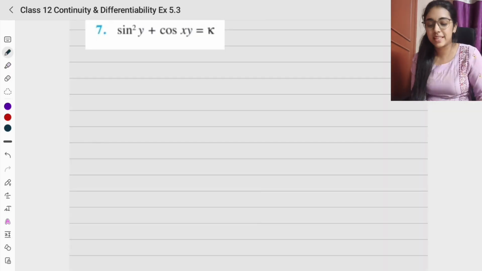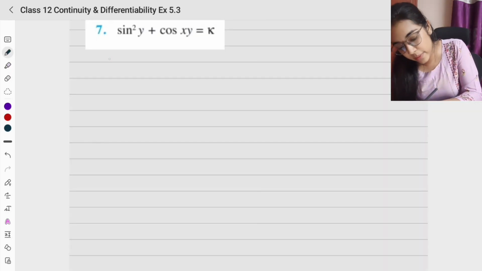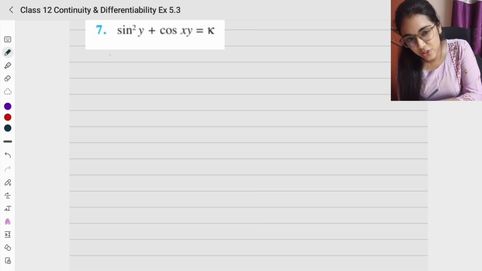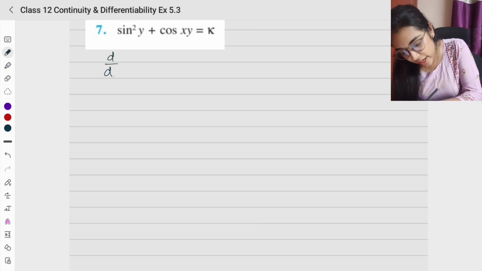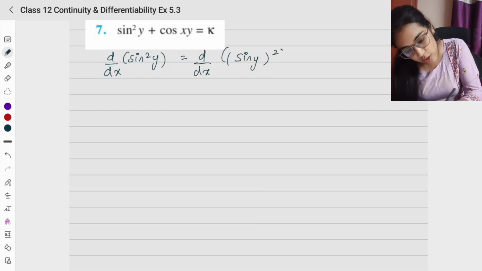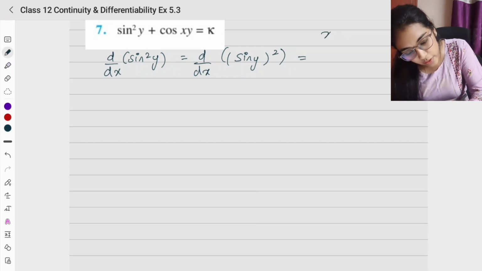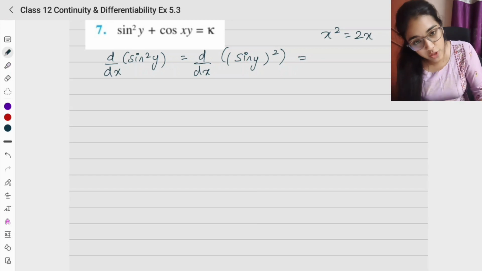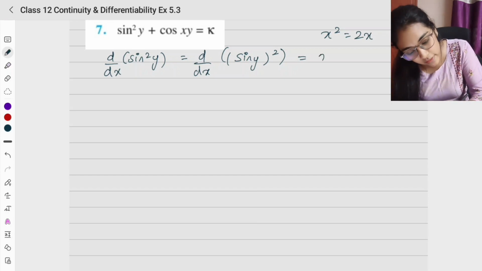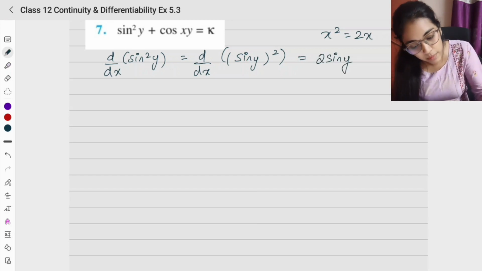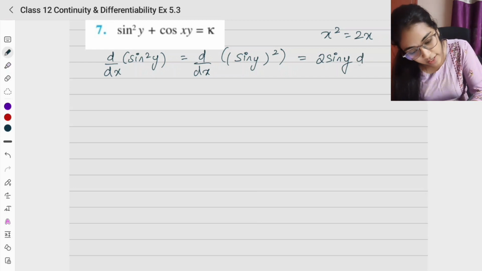Going on to question number 7, I'm going to find the derivative of this for each and every term separately. Okay, so I'm going to have d by dx of sin square y. How can we rewrite this? d by dx of sin y the whole square. Can we do it this way? So, I need to find the derivative of this. So, now the derivative of x square is going to be 2x. But what is your x in this case? It is sin y. So, I'll have 2 sin y. But I need to differentiate sin also. So, I'll have d by dx of sin y.